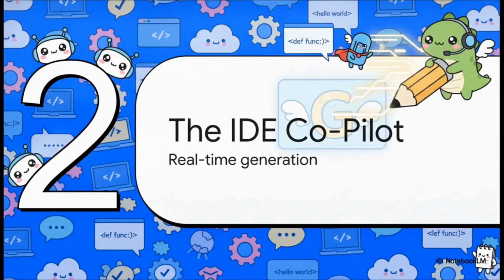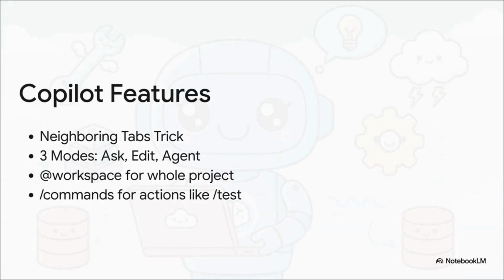Section 2, the IDE copilot. Okay, rules are set. Let's dive into the first stage of our lifecycle, getting hands-on with real-time generation right in your editor using tools like GitHub Copilot. Copilot is a full-on development partner.